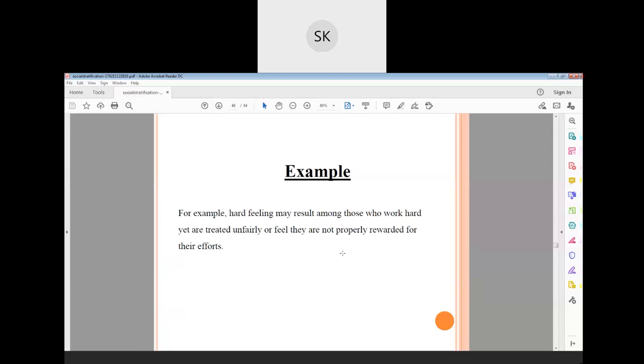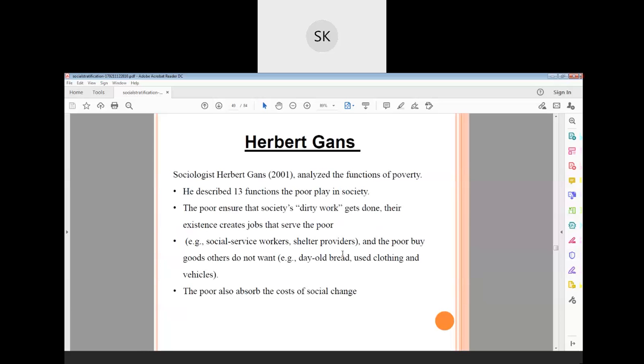Sometimes hard feelings may result among those who are working hard but treated unfairly or not properly rewarded. Because of that, I may not be able to perform. This may happen, right? This is what they are saying. It's a structural function. Sociologist Herbert Gans analyzed the functions of poverty.